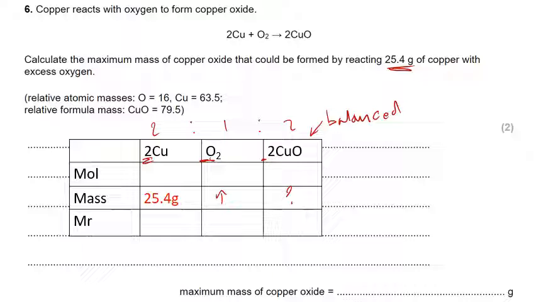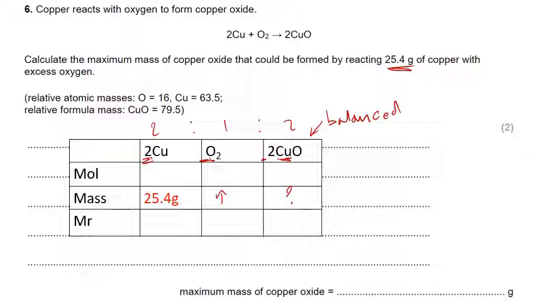We have an excess of oxygen, so we don't need to work out how much oxygen is going to react. We can work it out if we want to, but we don't need to in this question. The reaction here is going to be limited by the amount of copper we have, and that's 25.4 grams. You can't make any more copper oxide once that copper has run out, because copper oxide contains copper. So it's going to be limited by this reactant.